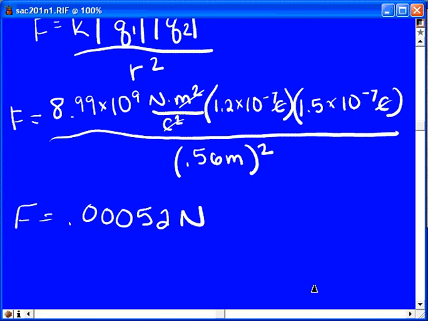force is being exerted on one another. So the force on particle number 2 is 0.0052 newtons towards particle number 1. So we'll just write that out.